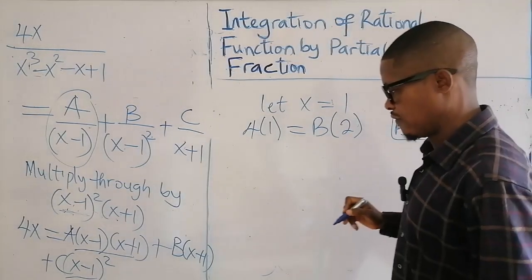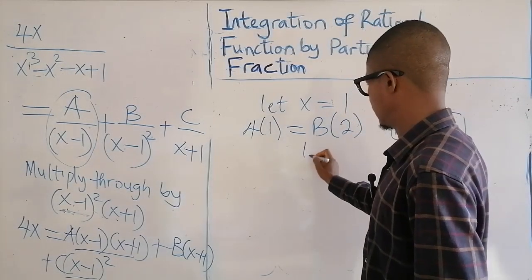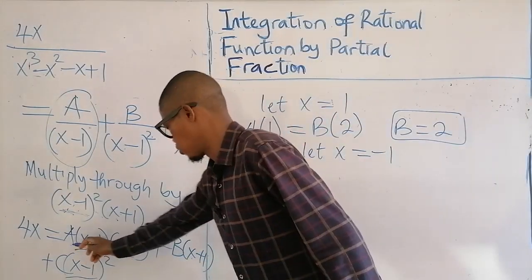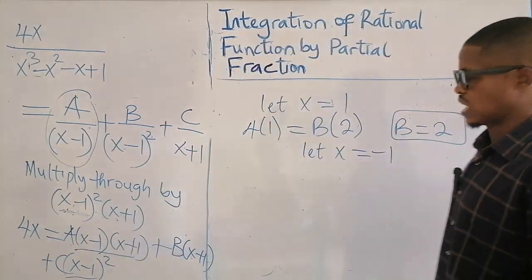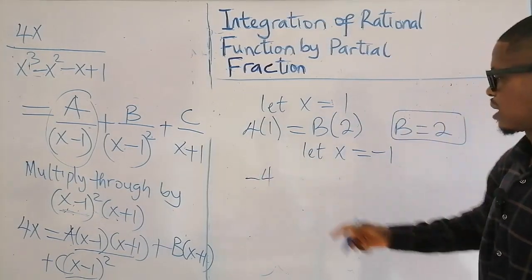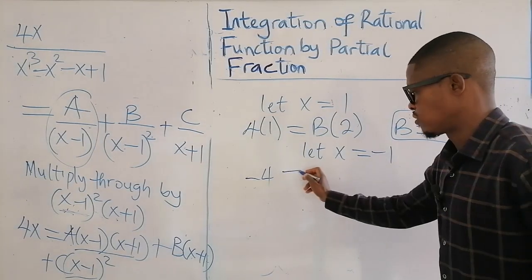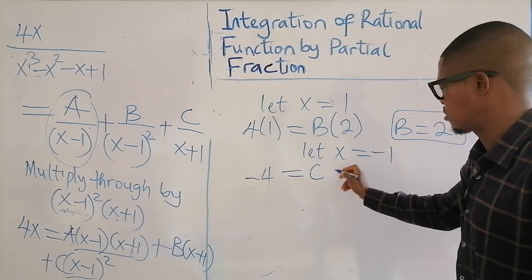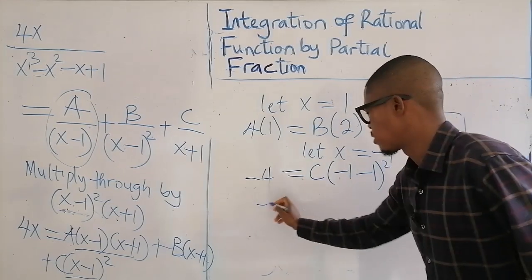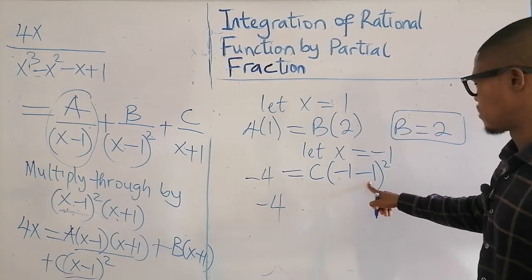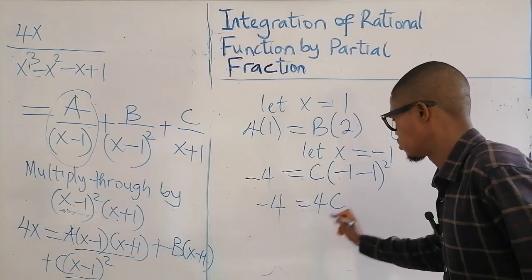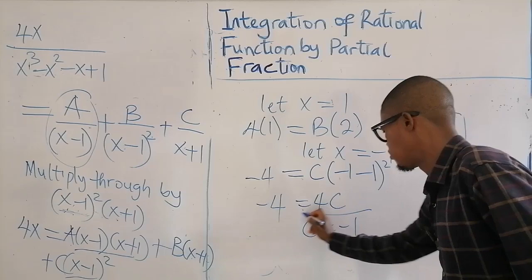Let's look for another value for the x. Let x be equal to minus 1. If you do that, the A expression will cancel and the B expression will cancel. So on the left, we have minus 4, that's 4 times minus 1. On the right, we're going to have C times minus 1 minus 1, that's minus 2 squared. That's a 4. So that's 4C. So C is equal to minus 1.